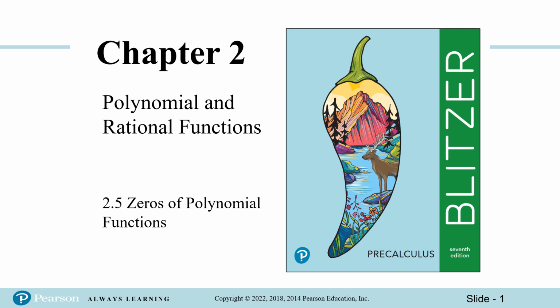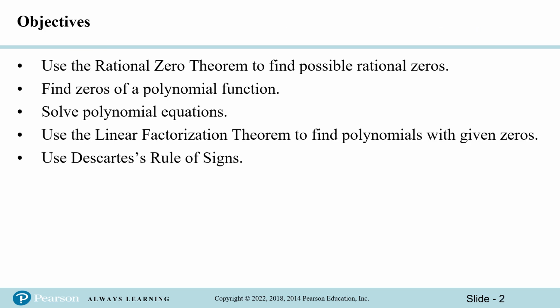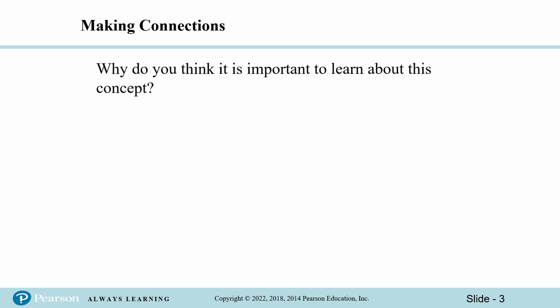In section 2.5, we're going to continue talking about zeros of polynomial functions. Rational zero theorem, finding zeros, solve polynomial equations, Descartes' rule of signs.